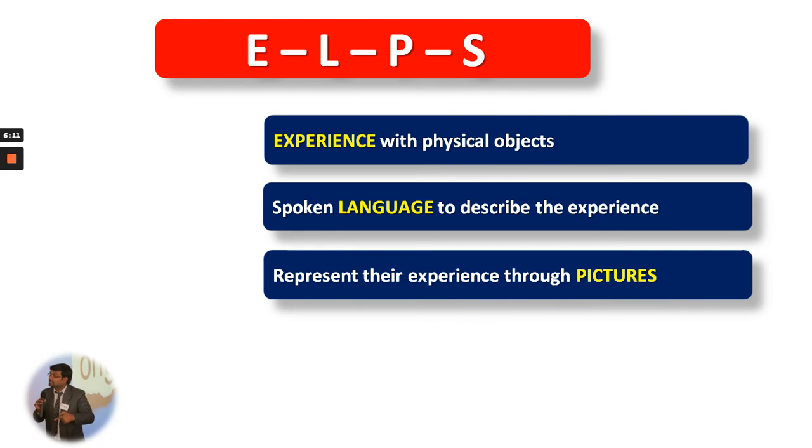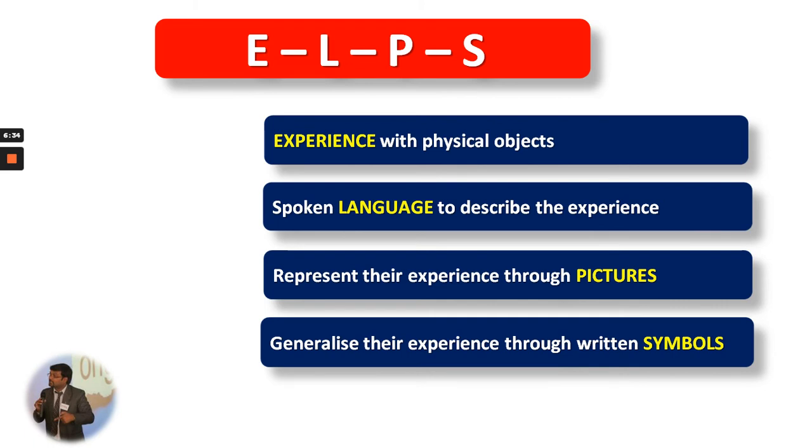So first, you let them experience with the physical objects. Second, you describe their experience using spoken language, and you also help them to describe their experience using spoken language. Because when you speak, they listen to you, and then accordingly they learn how to describe. Then third comes, you represent their experience through pictures. And finally, fourth, you generalize their experience through written symbols.